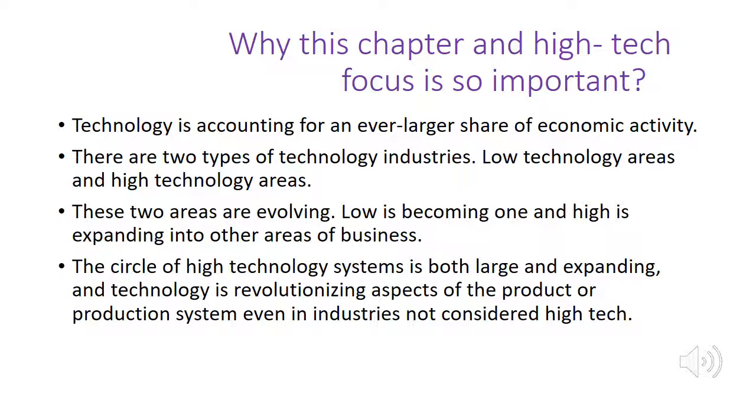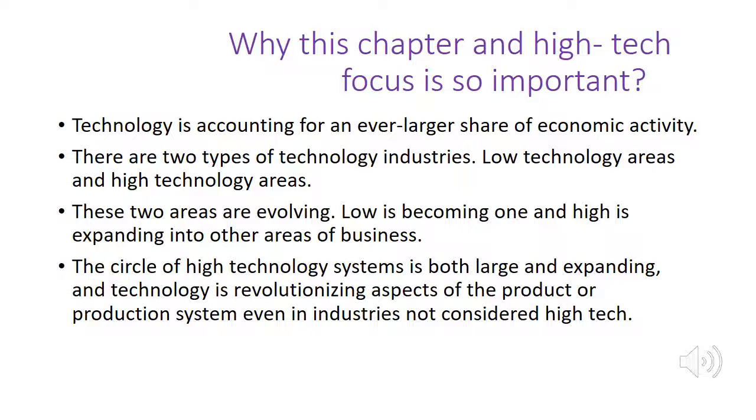Why is this chapter and high-tech focus so important? Technology is accounting for an ever larger share of economic activity. There are two types of technology industries: low technology areas and high technology areas. These two areas are evolving. Low is becoming one and high is expanding into other areas of business.